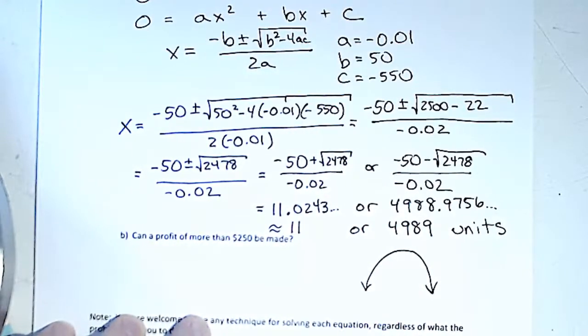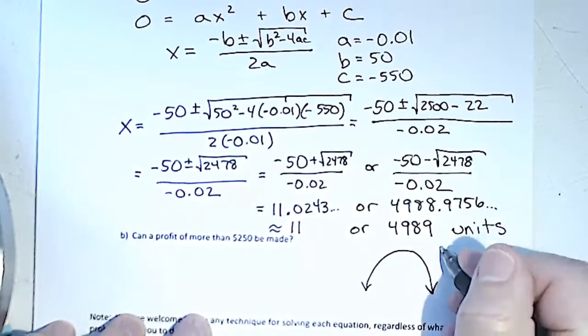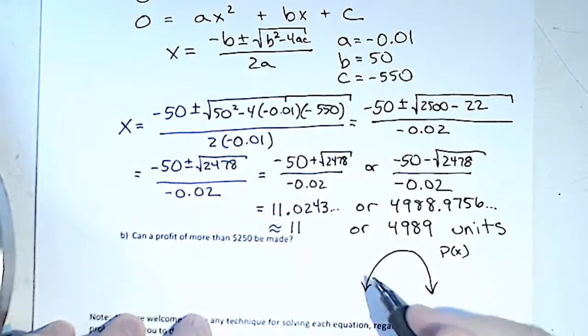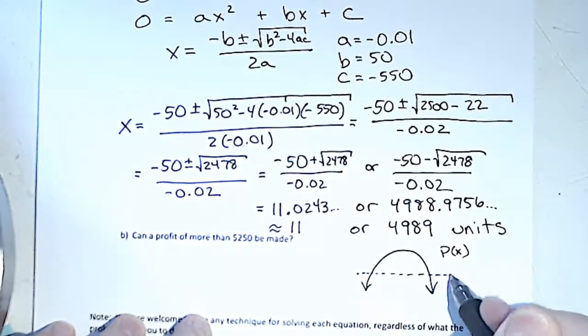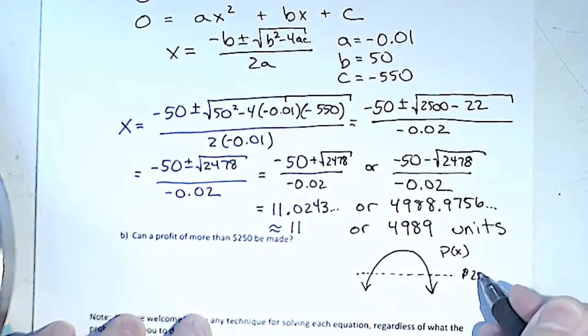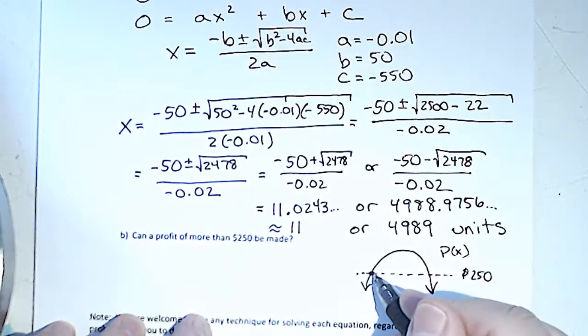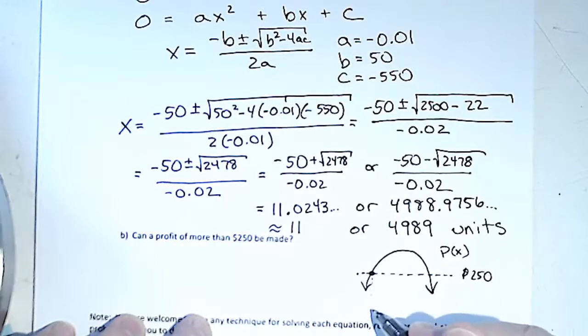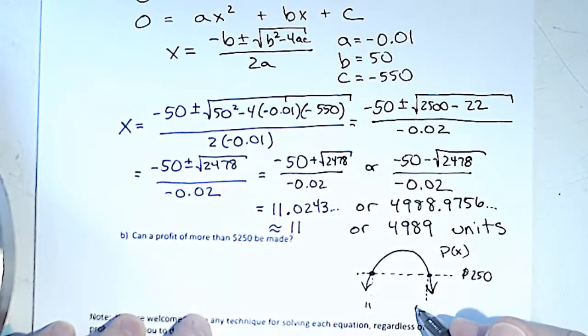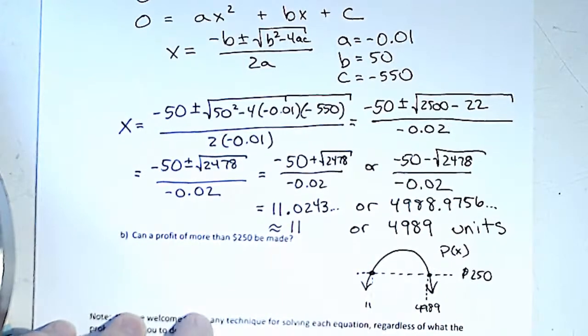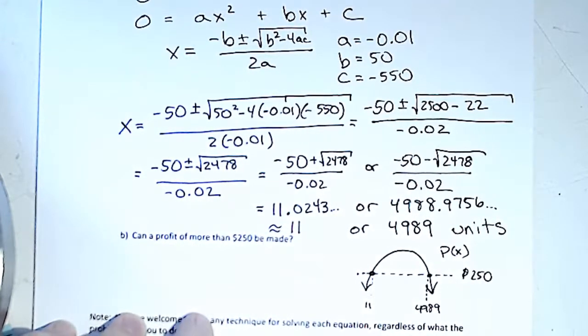And so what's happening is this is my profit. And I said we wanted the profit to hit right here. This would be at the level of 250. And so we're getting 1x right there, that's 11, and 1x right here at 4,989. So that's a sketch of what's going on. I didn't write in my axes or anything, just kind of to visualize.